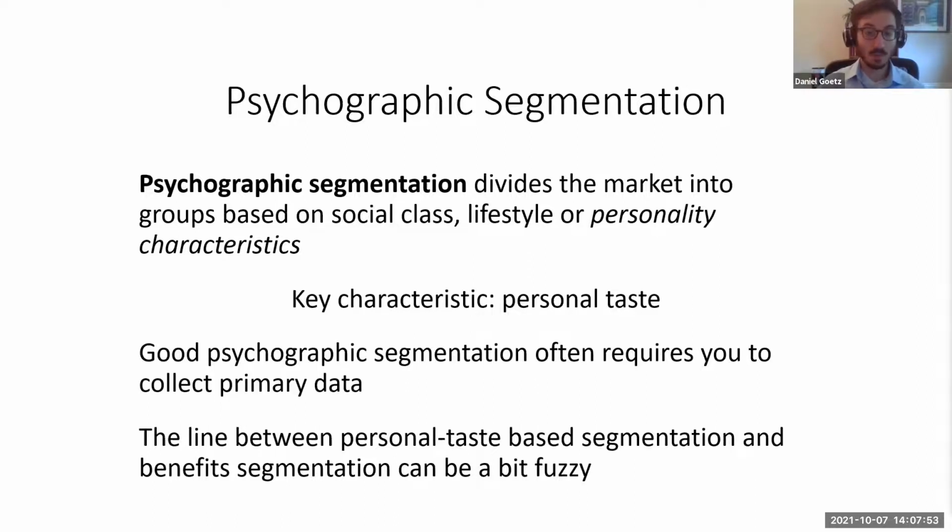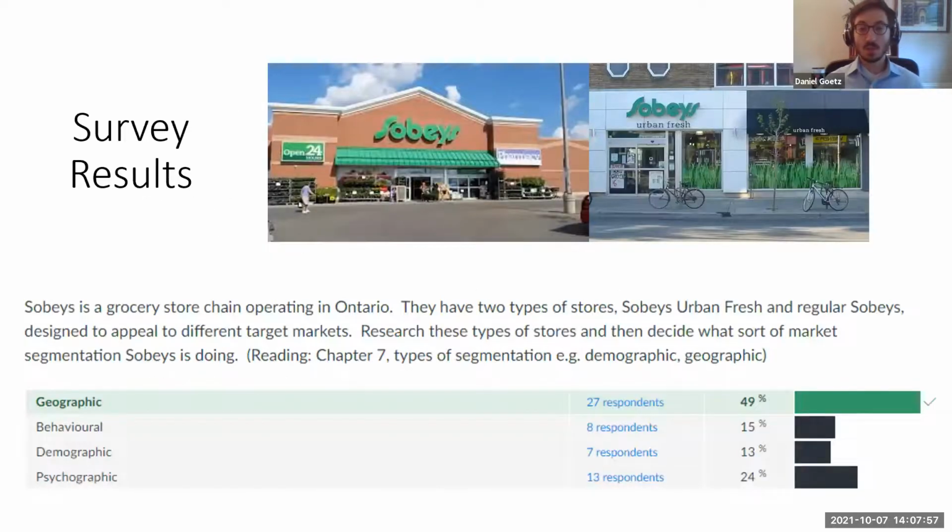So let's have a little discussion about the survey responses. So I asked you guys to look at these two different brands that Sobeys offers, the Urban Fresh and the just regular Sobeys. So let's see. So you guys mostly went for geographic, but then there were people who provided responses in each of the categories.